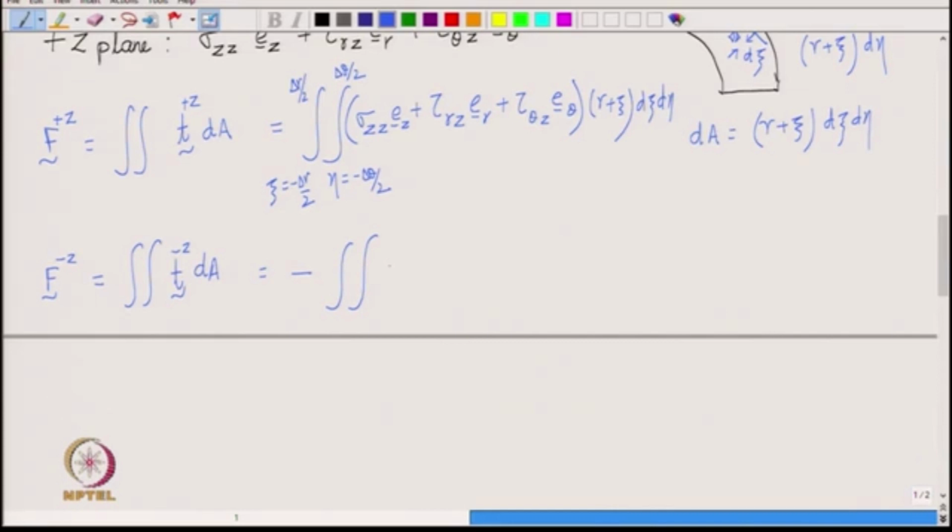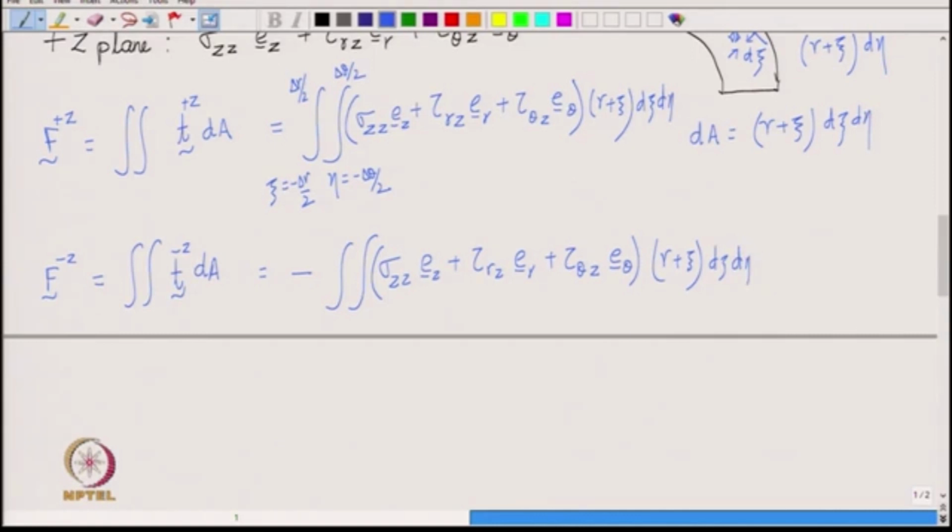So, this is going to be sigma zz Ez plus tau Rz Er plus tau theta z E theta into little r plus zeta d zeta d eta, correct.